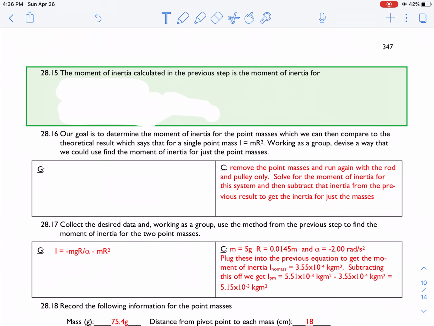And next, we are trying to determine the moment of inertia for point masses, which we can then compare to the theoretical result, which says that for a single point mass, I is equal to m r squared. So we're going to find a way to find the moment of inertia for just the point masses. What we can do is remove the point masses, right? And then run the experiment again with only the rod and the pulley.